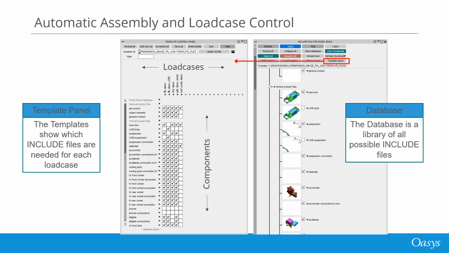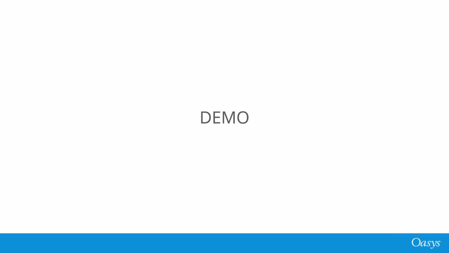So the database contains all the include files you could use across all your load cases. And then template files for each load case specify which includes to use. Version control is also available with this feature. I'll just show you a quick demo of this.